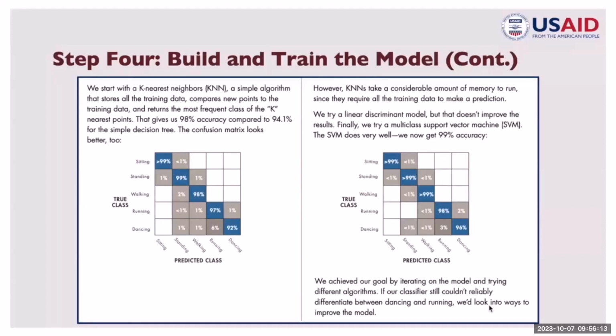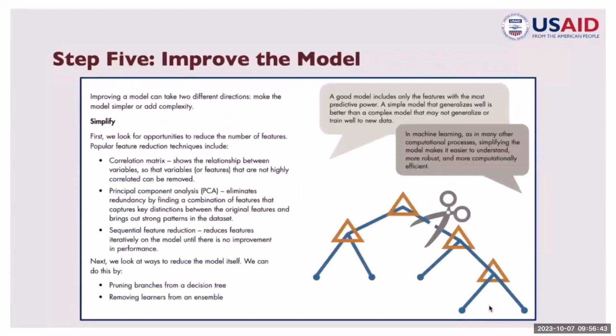If our classifier still couldn't reliably differentiate between dancing and running, we'd try to look into ways to improve our models. One of them would be to train several models and compare them, or it can also be going back to the pre-processing part, particularly the data imputation, data cleaning, or even feature engineering or feature selection. Now, if we achieve such accuracy and we are not satisfied, we can then further improve our model. There are a lot of ways on how we can do it.